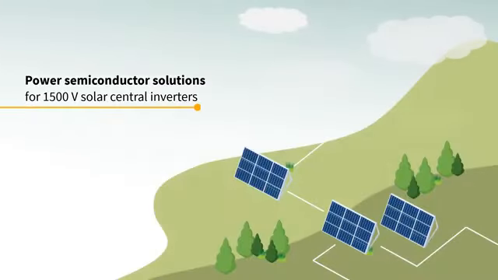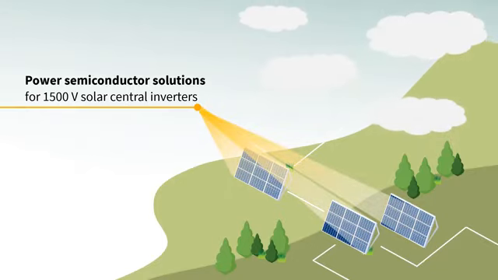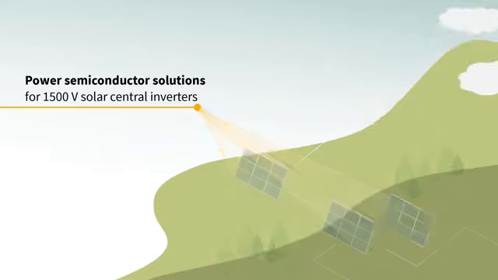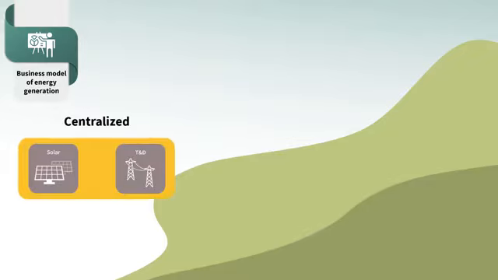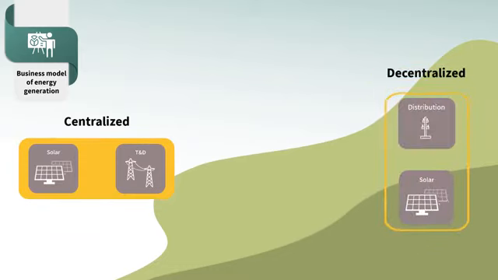Join us and get to know all about the power semiconductor solutions for 1500 volt solar central inverters. Let's start with some quick notes on the business model of energy generation. Energy generation can be classified as centralized and/or decentralized.